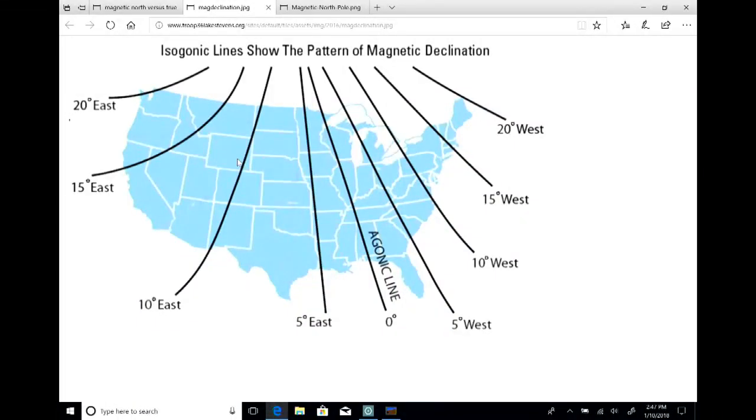So when we look here at these isogonic lines representing the magnetic flux around this, we can actually use those lines to give us an idea of how we need to make adjustments in our magnetic course to fly to some magnetic point. Well, we have to think about this too. Where does a compass point? Well, it points north. North to what? Well, north to the North Pole, right?